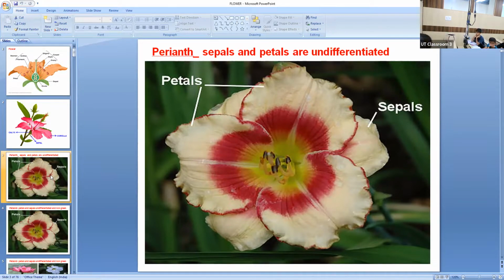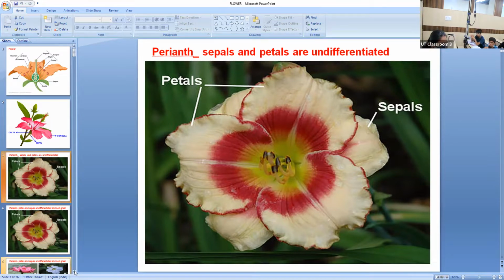What is the meaning of sepals here? A flower which has sepals and petals undifferentiated, and that is also the same as perianth. Now I wrote perianth. Perianth has certain subdivisions. So the first subdivision of perianth is when the sepals and petals are undifferentiated.